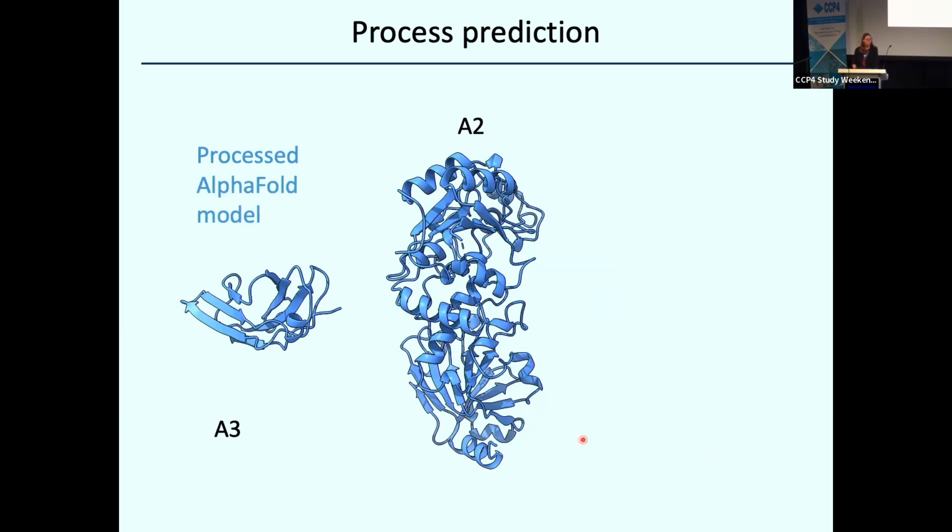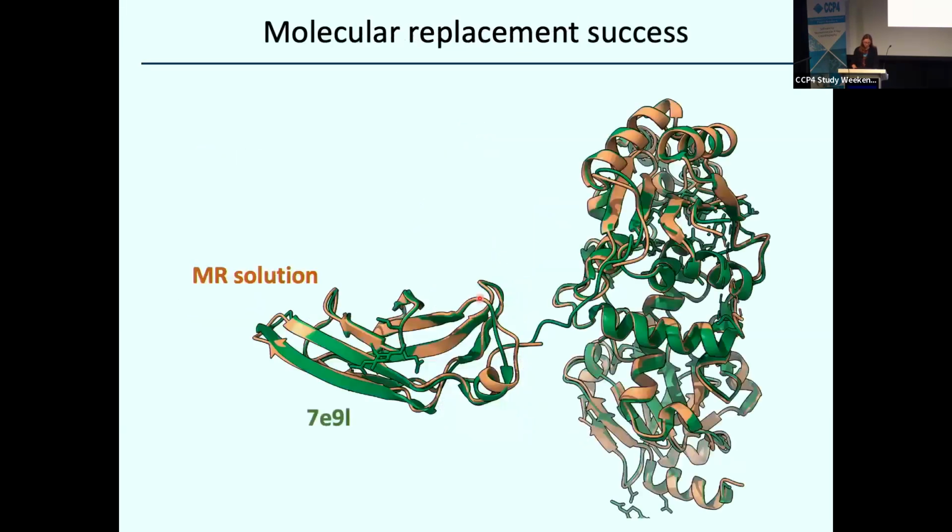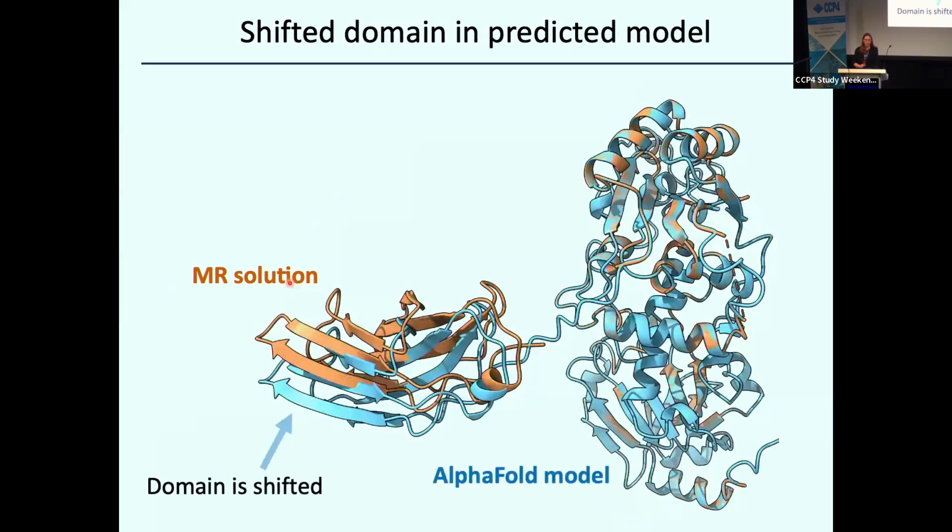And if we do molecular replacement and then compare it to the deposited structure, we see that they correspond very well to each other. So here in green is the deposited structure, in orange is the molecular replacement solution. Now, just out of curiosity, I also ran a molecular replacement search where I used the 2 domains. I didn't cut them apart. And let's see what happens. So I still got a molecular replacement solution.